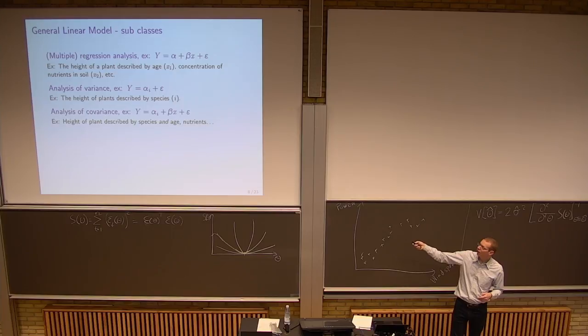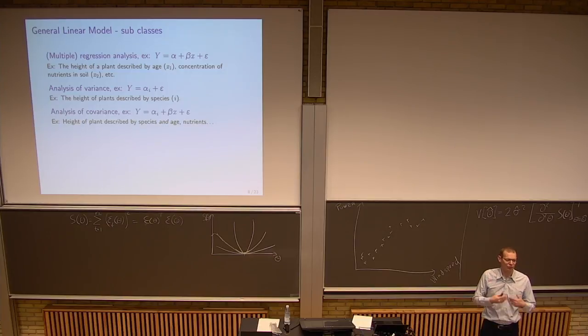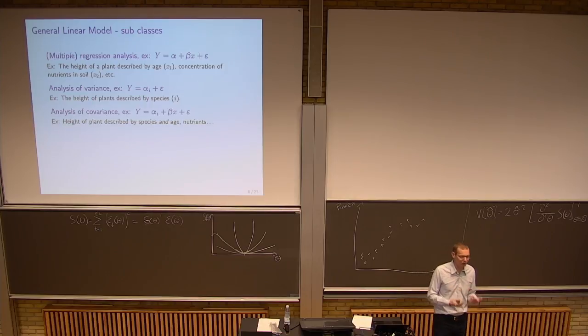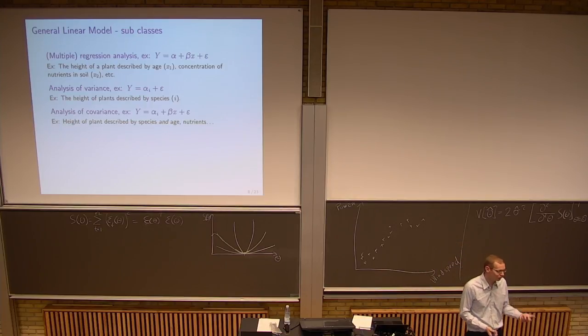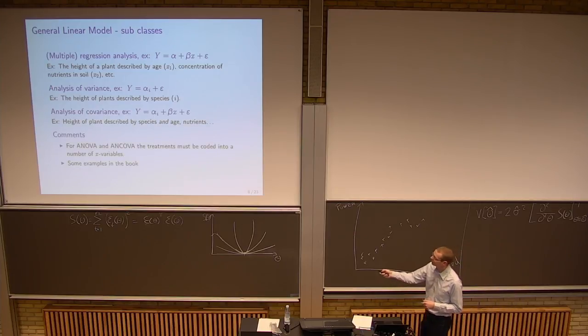Effectively, these down here are just multiple regression models. They just have different names for them. So this is analysis of variance and analysis of covariance. Short names, which you probably have heard, are ANOVA for the first one, and the second one we call ANCOVA because of the co that is in there. Written like this.